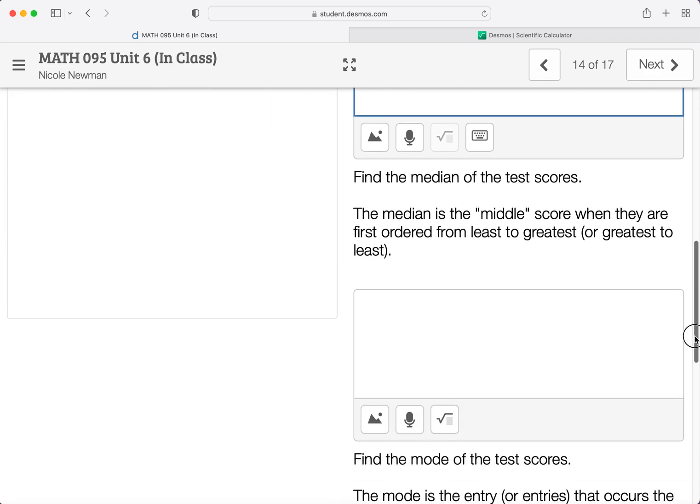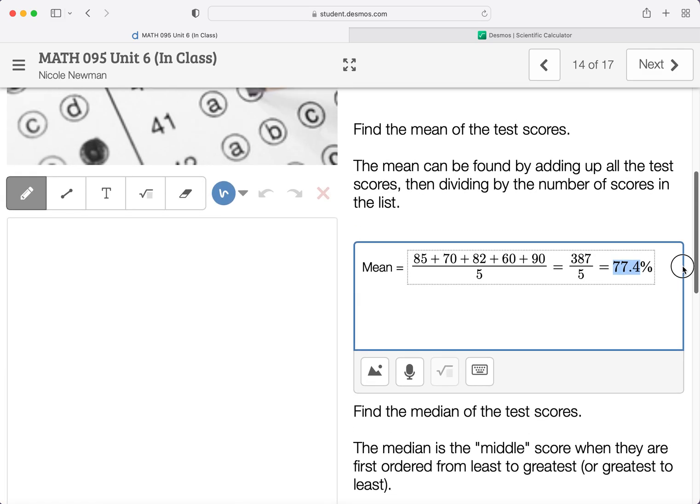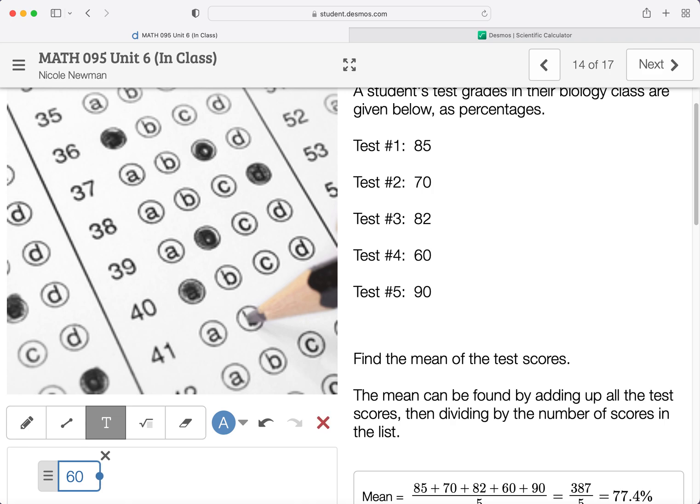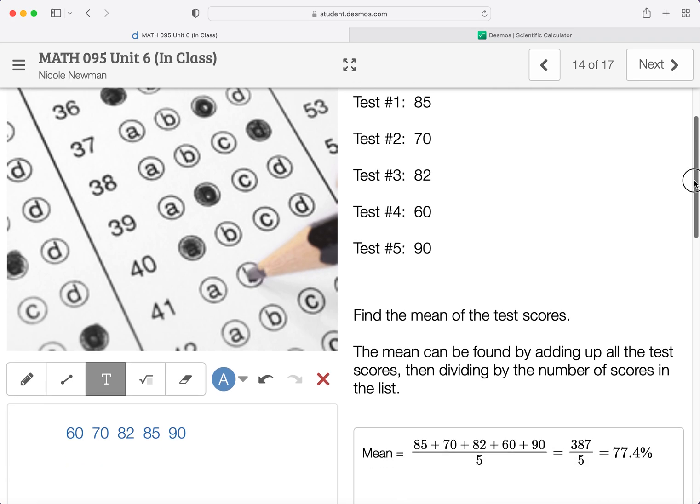Find the median. The median is the middle score if we order them from least to greatest or greatest to least. So I need to take those scores and get them in order. I'm going to use a little text box to do it over here. Let's see. I think the lowest score is 60. We just talked about that a moment ago. Give myself a couple spaces. And then 70. And then 60, 70. How about 82? And then 85. It likes to give me a little decimal point there. And then 90. I'm double checking to make sure I typed them correctly. And there are 5 of them.